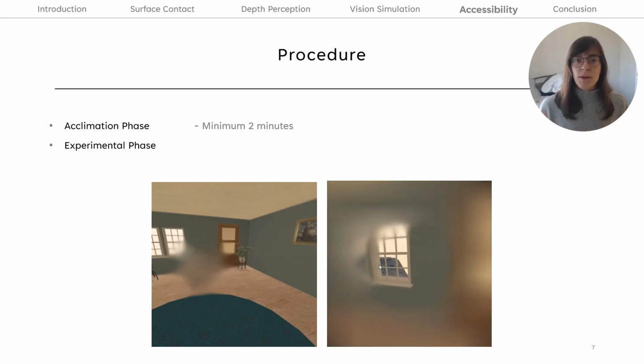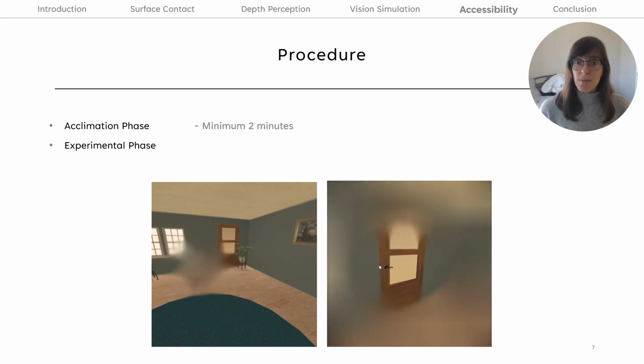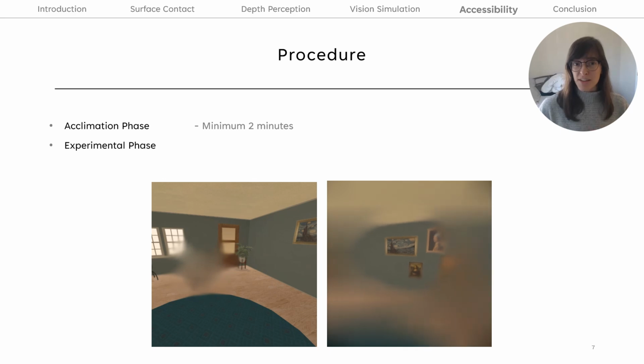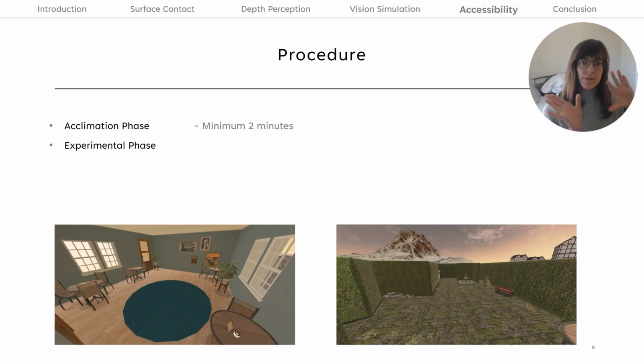But yeah, so in this way, participants were allowed to develop strategies to compensate for the simulated impairment. And without acclimation, distance judgment performance could underestimate participants' true abilities or overestimate the impact of the vision simulation impairment conditions. So on the left, you can see a static image of the acclimation virtual environment, and on the right, you can see a static image of the experiment virtual environment.